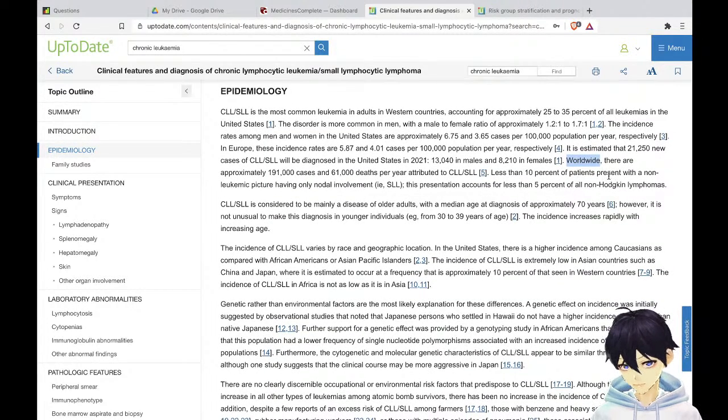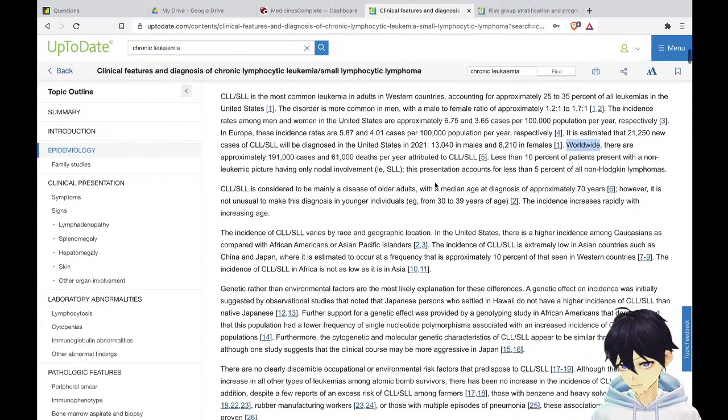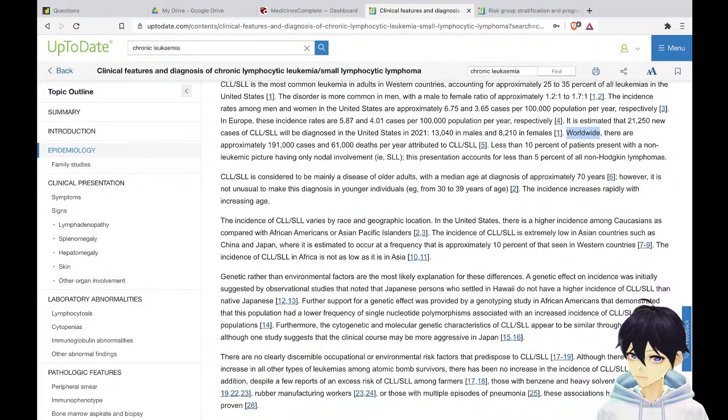Less than 10% of patients present with a non-leukemic picture, having only nodal involvement. This presentation accounts for less than 5%.